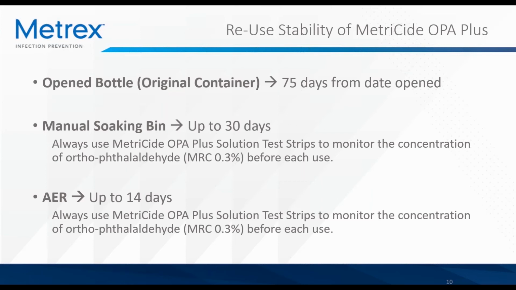If you use Metricide OPA Plus in a manual soaking bin or basin, the solution may remain viable for up to 30 days. In an automated endoscope reprocessor or other automated reprocessing machine, the solution may be used for up to 14 days. After 14 days in an AER or 30 days in a manual soaking bin, the solution must be discarded, regardless of whether Metricide OPA Plus test strips indicate that the solution has a passing minimum recommended concentration of OPA. Conversely, if the test strips indicate the solution has failed to keep a minimum recommended concentration of the active ingredient OPA, you must discard the solution regardless of whether the reuse period has reached its expiration. We'll discuss more about Metricide OPA Plus test strips and how to use them shortly.